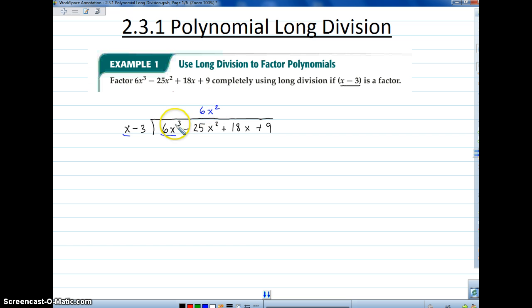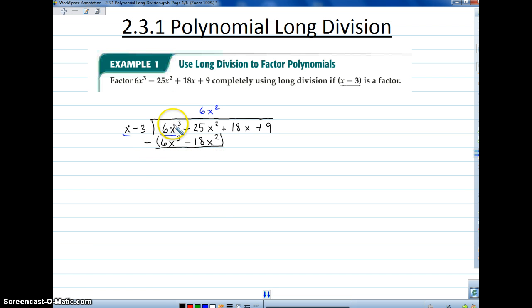So once you figure out what you get when you divide the leading terms, you want to see how much is going to be subtracted from the overall polynomial. So what we do is we take the 6x squared and we distribute it to the binomial that we're dividing by. So 6x squared times x is 6x cubed. So we can subtract out the 6x cubed, and 6x squared times negative 3 is negative 18x squared. We can also subtract out a negative 18x squared. Those terms we subtract from the original polynomial function.